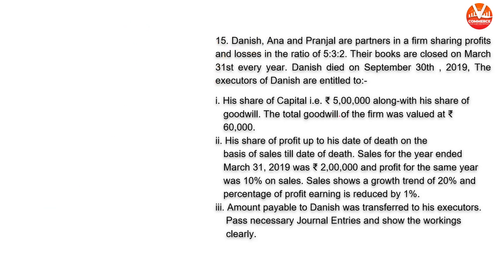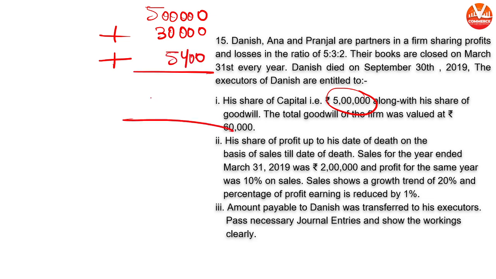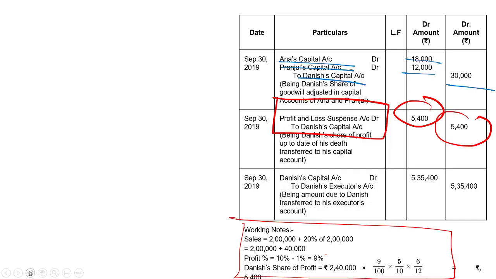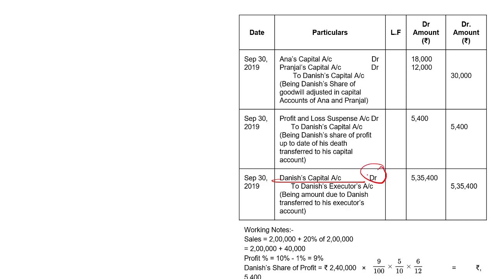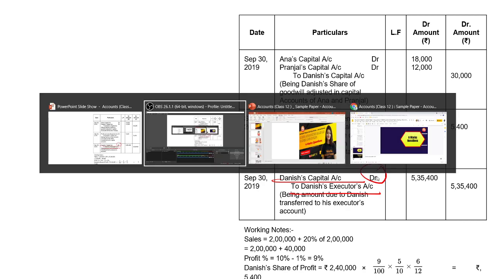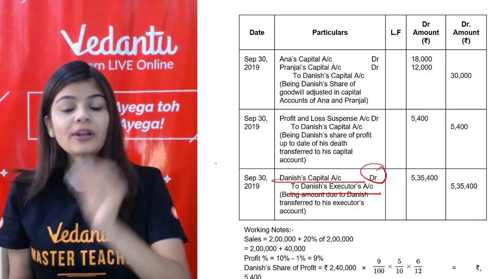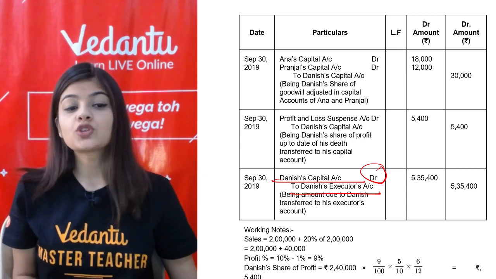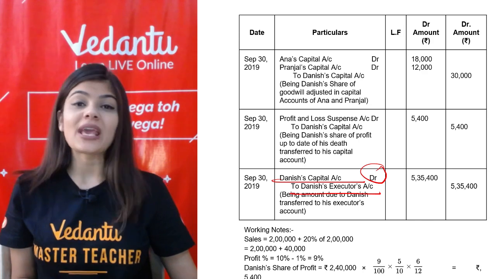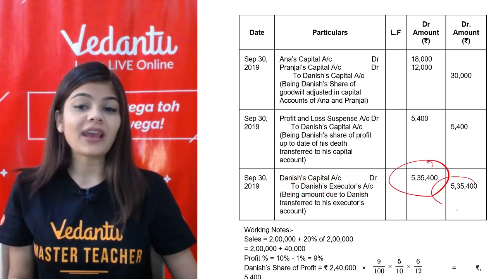We have to pay 5 lakh capital. We have to pay 30,000 goodwill and we have to pay 5,400 profit. So the total amount payable to his executor is 5,35,400. So now you will pass the journal entry: Danish capital account debit to Danish executor account. The balance of his capital account, whatever the balance of his capital is, will now be transferred to his executor account. So Danish capital account debit to Danish executor account 5,35,400.